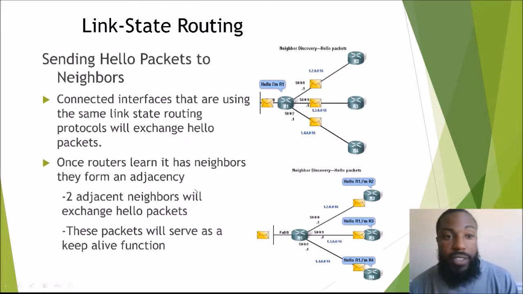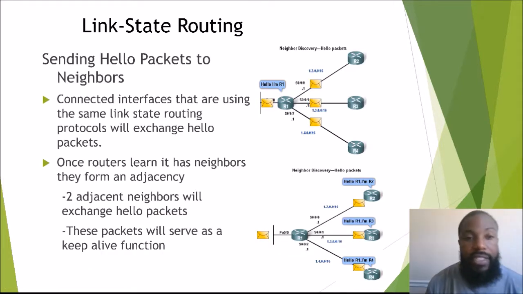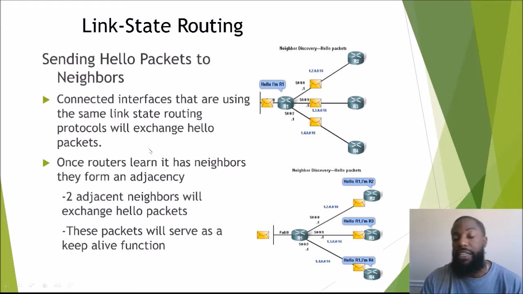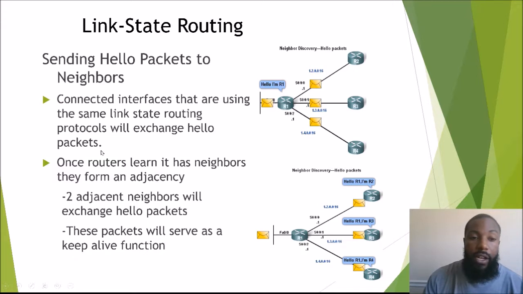Link state routing protocol, sending hello packets to neighbors, connected interfaces that are using the same link. We've mentioned this. I believe this is kind of redundant. Once a router learns it has neighbors, they form an adjacency. Two adjacent neighbors will exchange hello packets. These packets will serve as a keep alive function, just to make sure they are still neighbors.